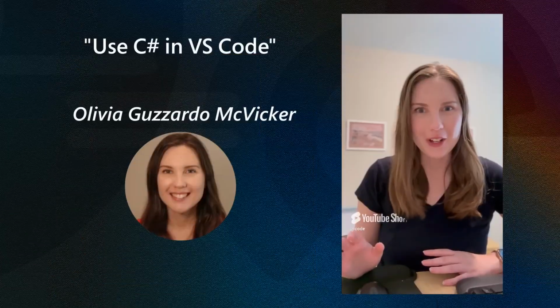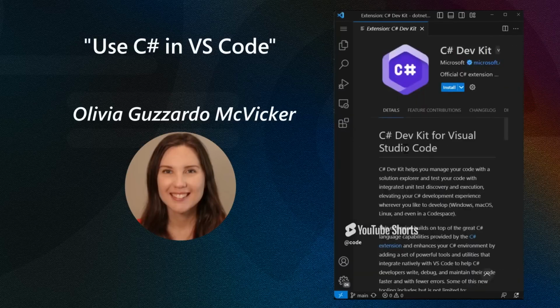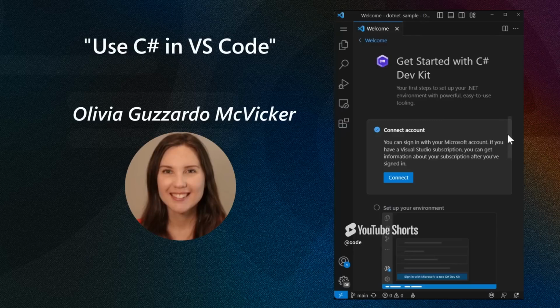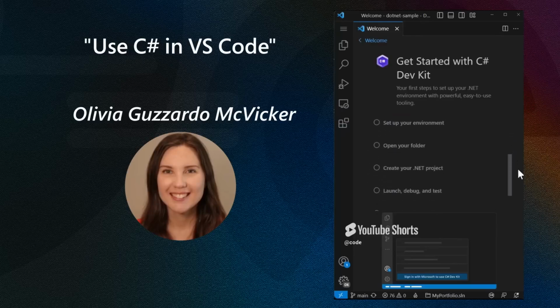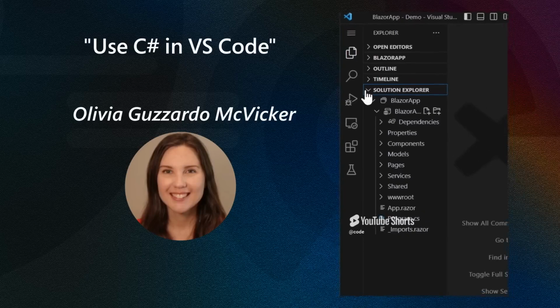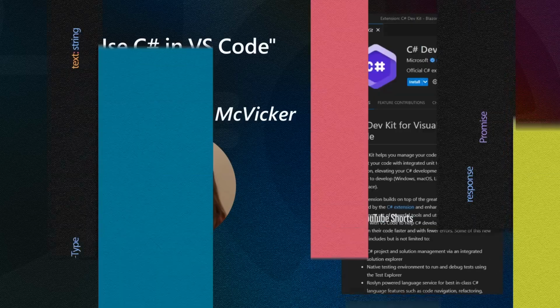C# in VS Code? Let's check it out. In extensions, search for C# Dev Kit. When you install it, you can go through the walkthrough to get set up so you can start using the awesome integrated features like IntelliCode, package management, test discovery, and yes, you've got a solution explorer now in VS Code. Try it out and let us know what you think.